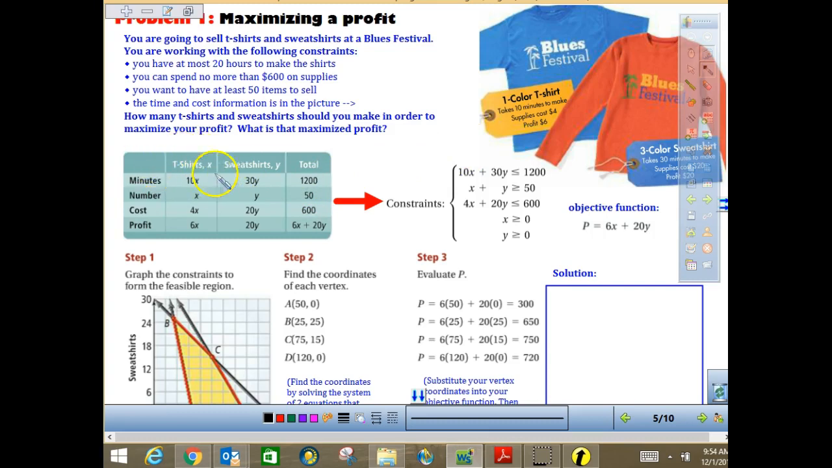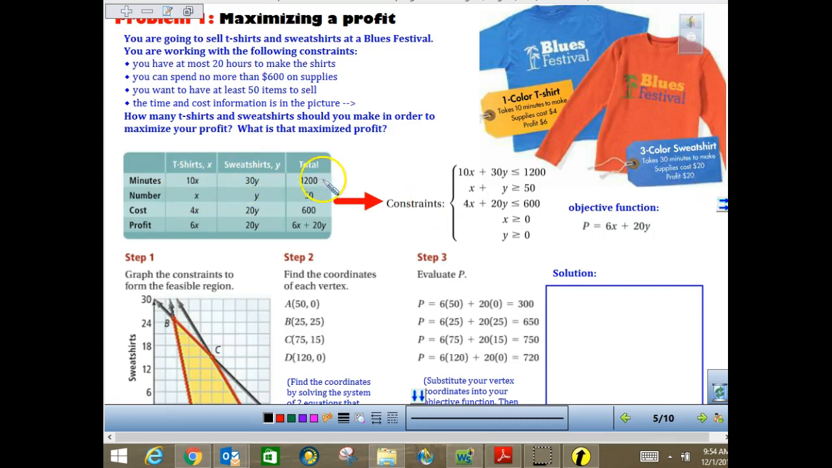So here we have our t-shirts, x, and our sweatshirts are going to be y, and we're going to have our total. The first thing we want to look at is that it takes 10 minutes to make the blue shirt. It costs $4 for supplies, and there's $6 profit on the blue shirt, right? On our red, 3-color sweatshirt, it takes us 30 minutes to make. Supplies cost $20 and profit is $20.